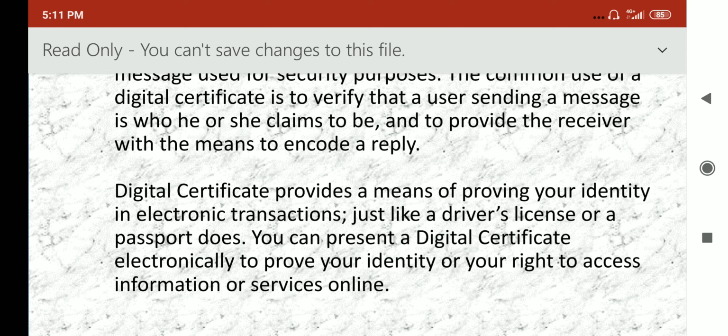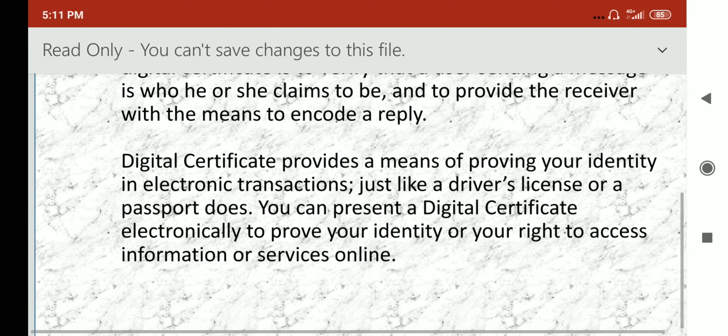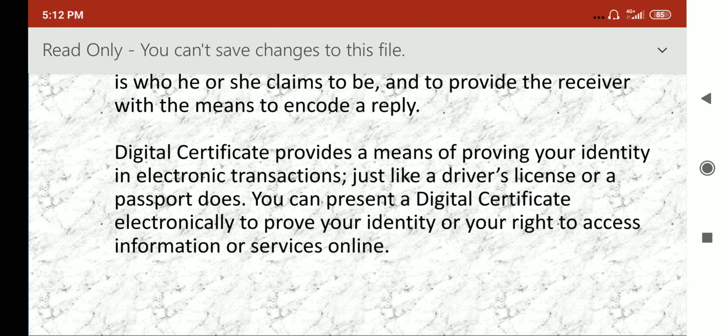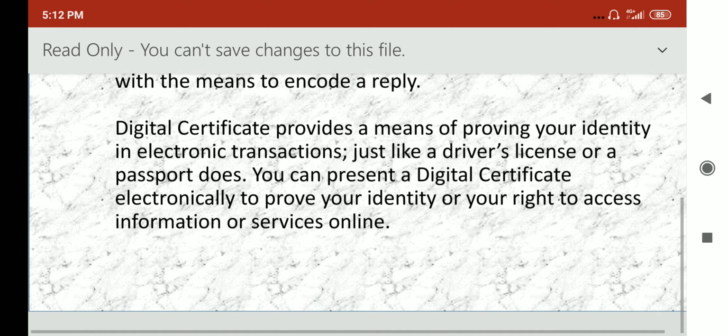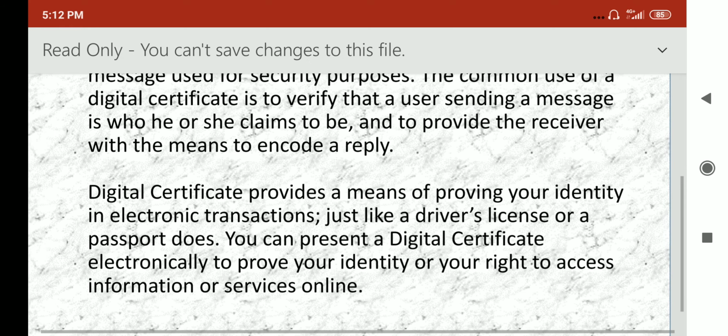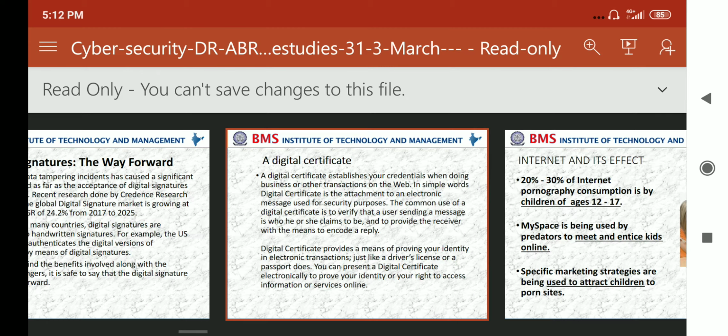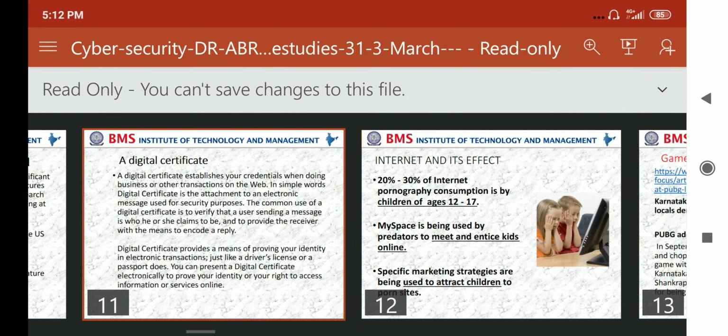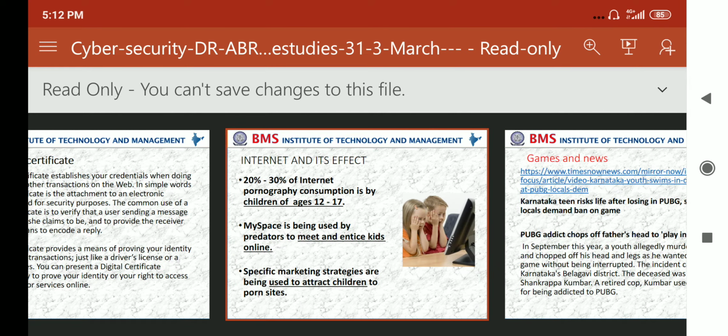Digital certificate provides a means of proving your identity in electronic transactions, just like a driver's license or a passport does. You can present a digital certificate electronically to prove your identity or your right to access information or services online. So this is about the digital certificates.